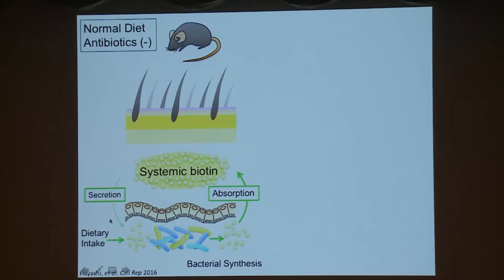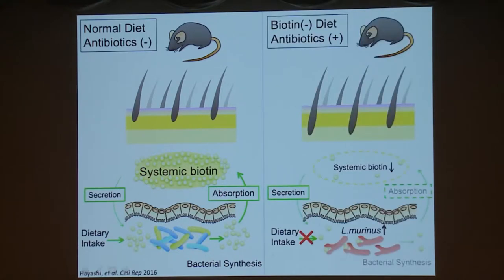So in the steady state, biotin is supplied by dietary intake and also maintained by bacterial synthesis, as shown here. However, long-term treatment with the antibiotic vancomycin resulted in the accumulation of vancomycin-resistant Lactobacillus murinus in the intestine. Because this bacterium lacks the ability to produce biotin, a predominance of Lactobacillus murinus concomitant with a lack of dietary biotin led to the development of a skin disease resembling alopecia in mice.